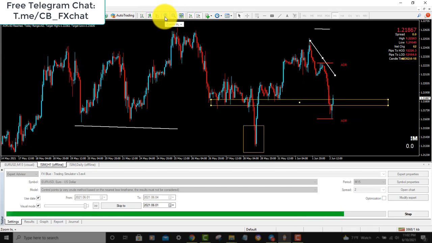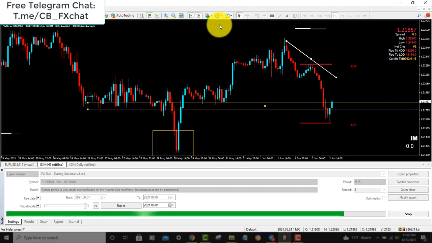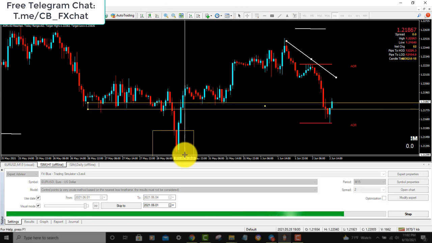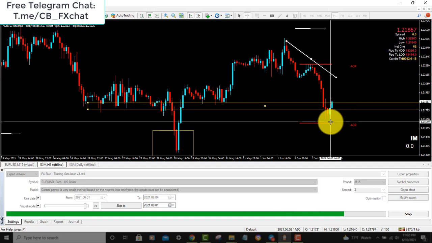Okay, so you have to think. Our last line of defense is here. Okay, so any move is going to have to go. It could go below here, but it should probably go below here, and that's a huge stop loss, right?